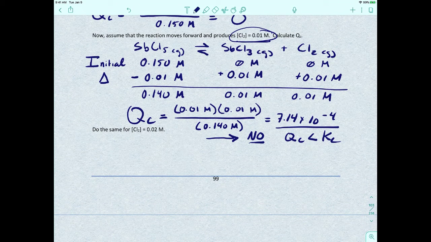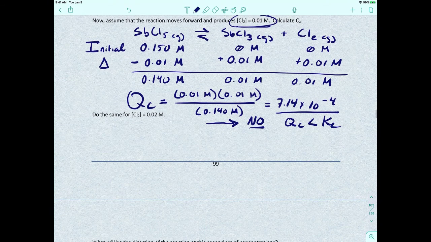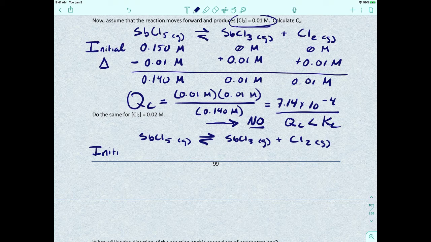All right, so let's do the same thing now, but what if the concentration of Cl2 is 0.02 molar instead of 0.01? How close are we getting? So I'm going to set it up the same way. I'm going to rewrite the reaction. So I'm going to make a table. Okay, so SbCl5 is in equilibrium with SbCl3 and Cl2. Initially, you have the concentration of SbCl5 at 0.150 molar, the concentration of SbCl3 is 0, and the concentration of Cl2 is 0 molar.